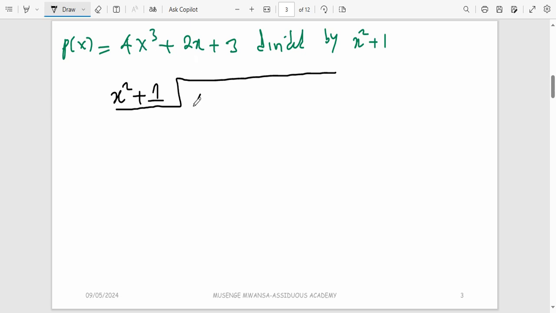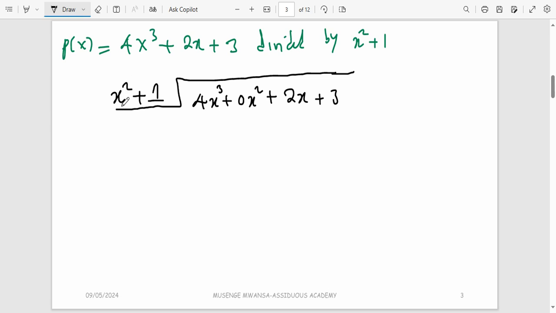You can see from power 3 we have got only 2, isn't it? So we're going to write 4x to the power 3. I'll just put a 0x power 2 so that I maintain the powers decreasing, and then plus 2x and then plus 3. It is necessary that you do this.